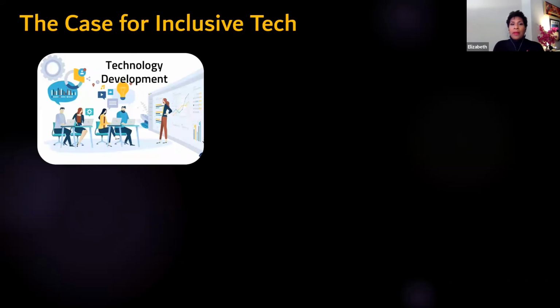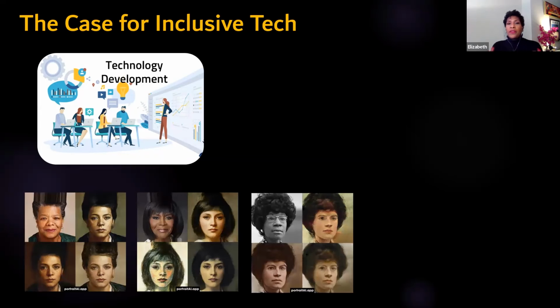So I want to real quickly talk about another use case where the absence of inclusion is occurring in the technology development lifecycle. In this first example, I took three icons in the Black community, Maya Angelou, Cicely Tyson, and Shirley Chisholm. And I ran their pictures through an app that's supposed to show you what they look like as a portrait. And I also ran my photo as well, but the results returned all of them as white women, a total erasure of their look, their likeness, and their image.